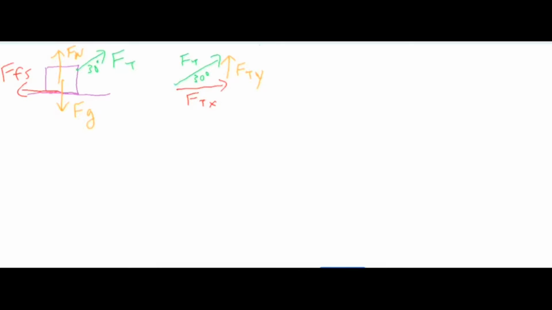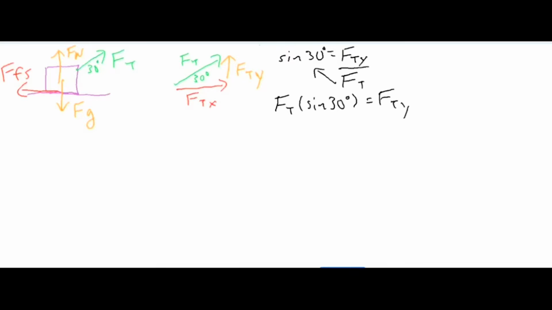Now, if you use a little bit of trig, we can find the FTy side because it's opposite of our 30-degree angle. So we would say sine of 30 degrees equals the opposite, FTy, over the hypotenuse, which is our main force of tension. And then in the end, if you cross multiply this over, then Ft sine of 30 degrees would equal your y component.